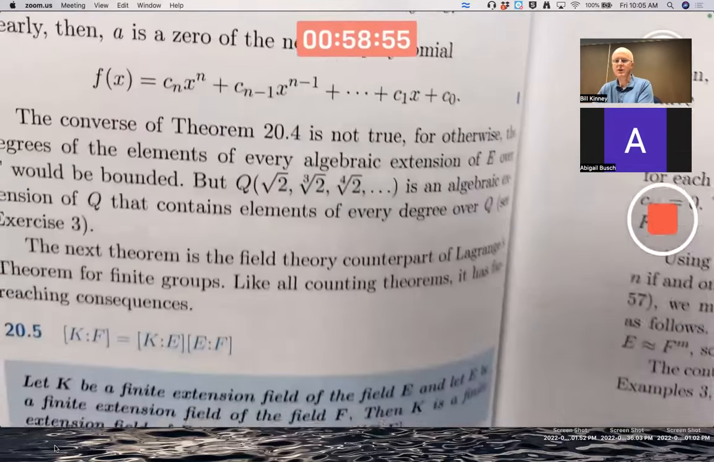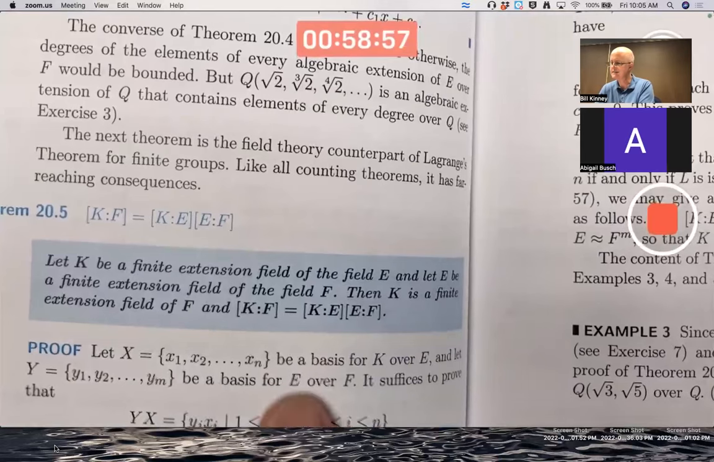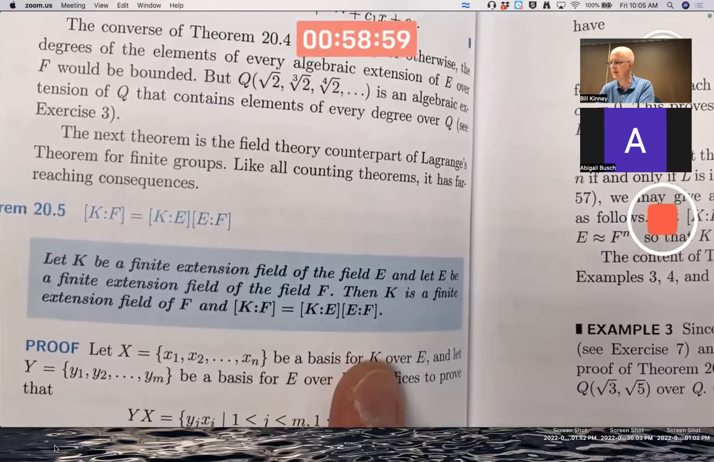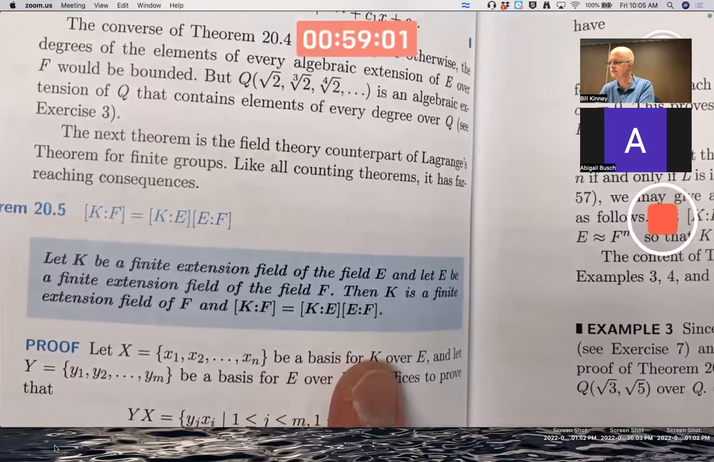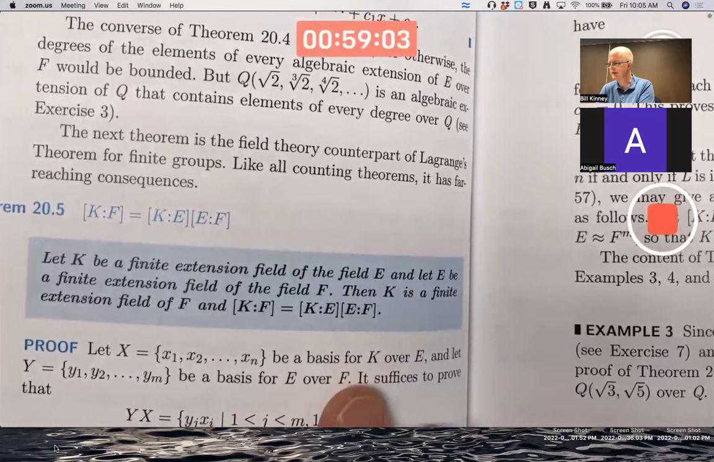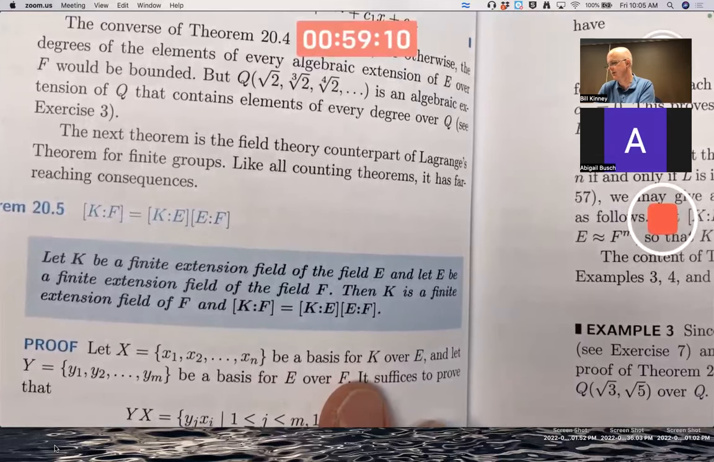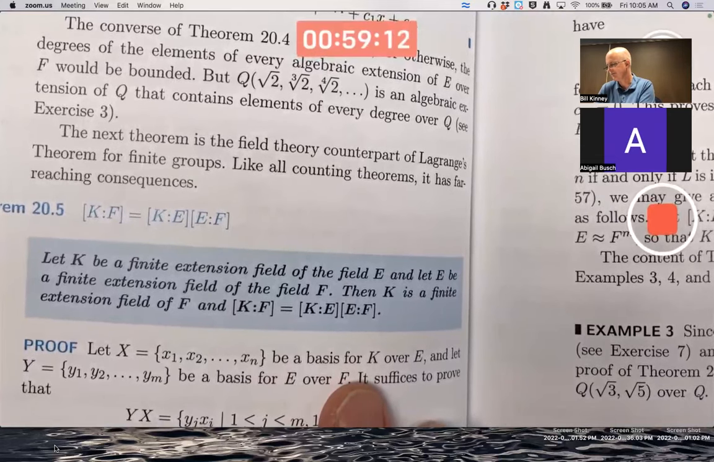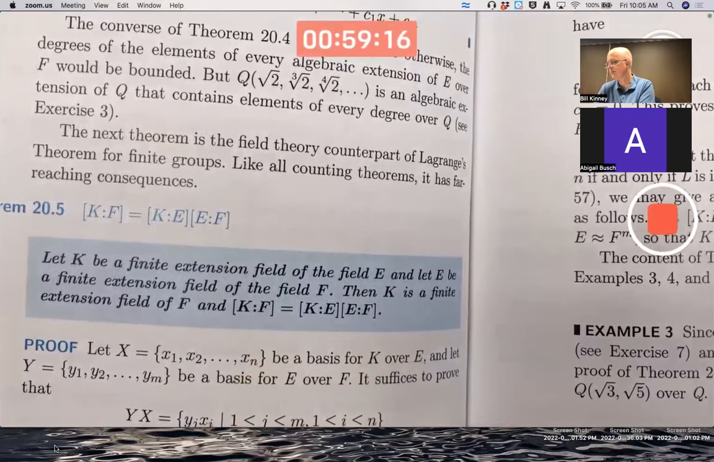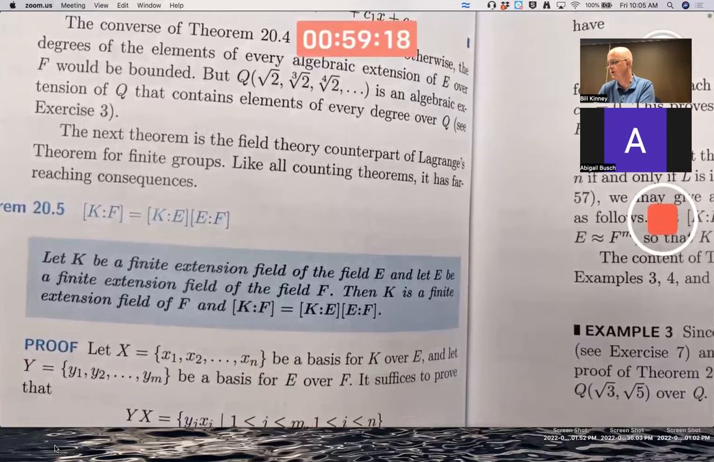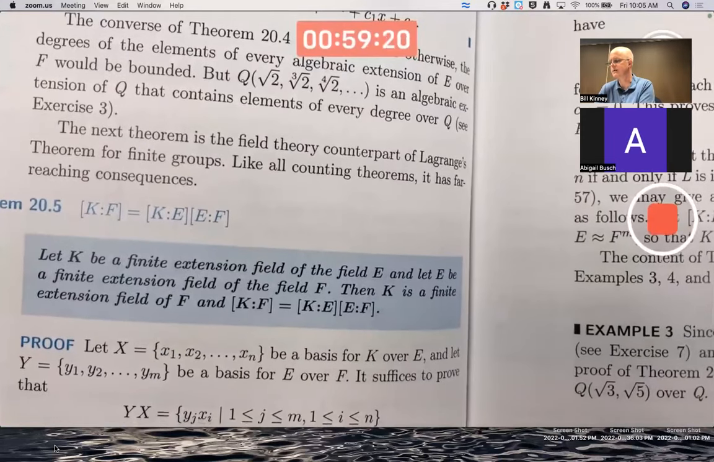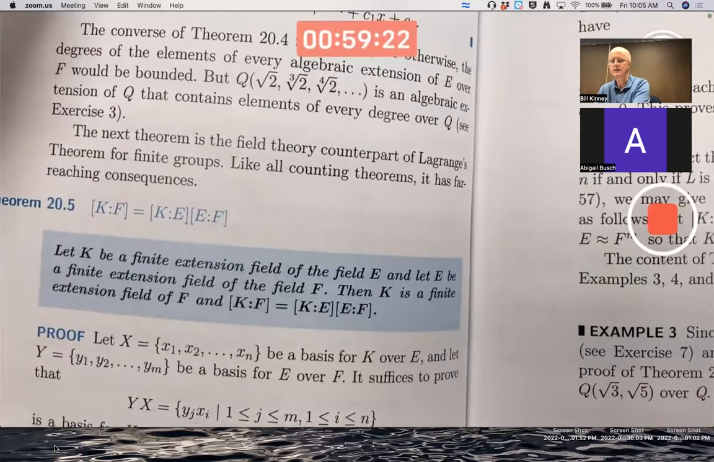There's this fact, which I really haven't had time to emphasize, that does come up on some practice problems. It's something you should know. It's kind of a generalization. You might say it's a field theory version of Lagrange's theorem from group theory. It's information about multiplying, in this case, degrees of field extensions when they are finite.